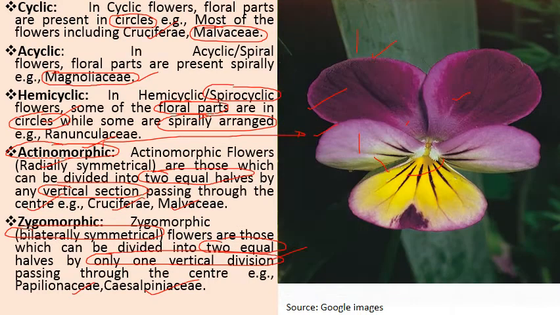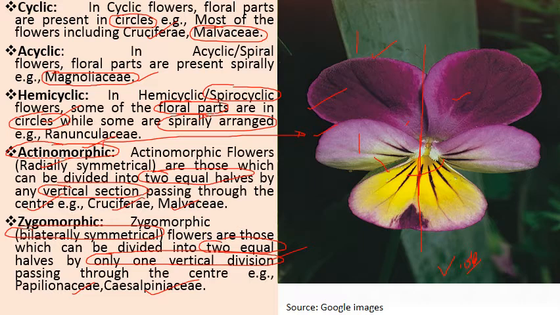Isme hum flower ko two equal halves mein divide karte hain passing through one plane. And this is the flower of Viola, pansy, and this is a zygomorphic flower. So this symmetry is also known as bilateral symmetry. Isme hum flower ko two equal halves mein divide karte hain from a single plane passing through the center. And these types of flowers are known as zygomorphic flowers.